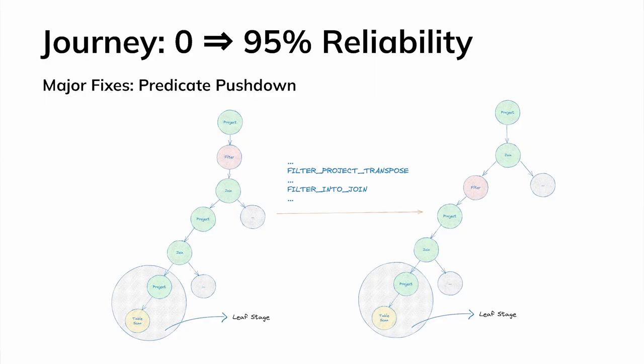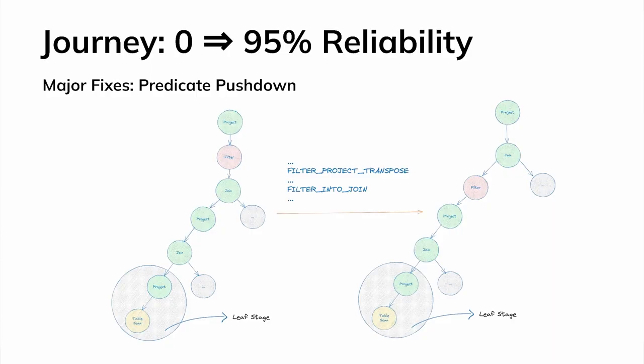So Calcite has a heuristic planner which we use. There's also a Volcano planner, which is a cost-based planner, but as far as I know, only Flink is using it, no one else is using it. But yeah, the heuristic planner essentially asks you to give it a set of instructions, and the planner runs a program which will run those instructions one by one.